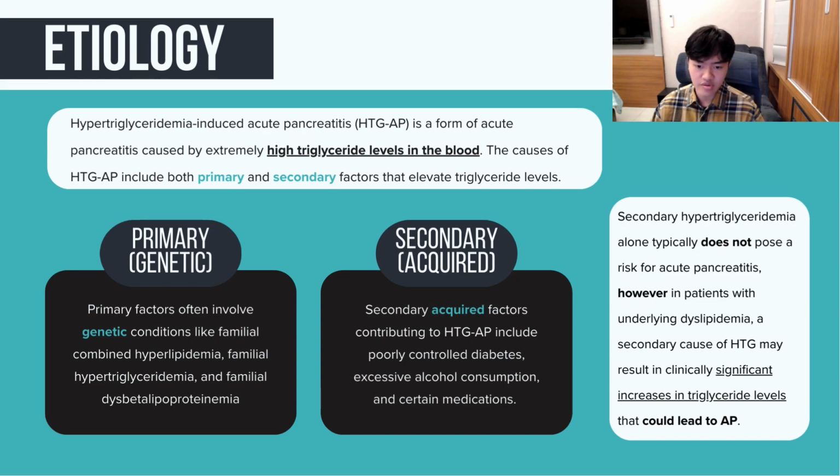While secondary hypertriglyceridemia alone typically does not pose a risk for acute pancreatitis, in patients with underlying dyslipidemia, a secondary cause of HTG may result in clinically significant increases in triglyceride level that could lead to acute pancreatitis. Secondary or acquired factors contributing to HTGAP include poorly controlled diabetes, excessive alcohol consumption, and certain medication.